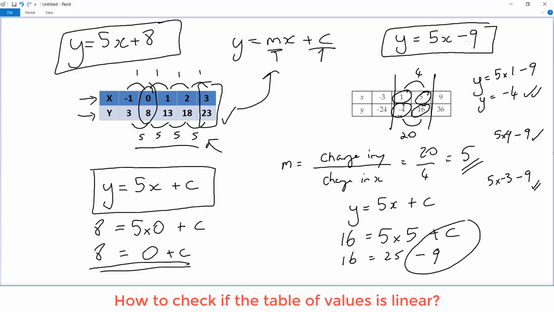Now, if you do your change in y and you divide by the change in x to find your m value, but it doesn't work for everything, then perhaps you don't have a linear function and you need to start guessing some other things.